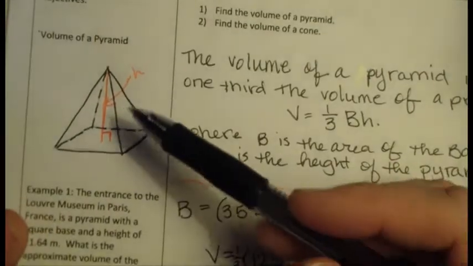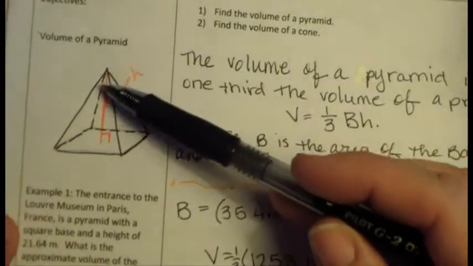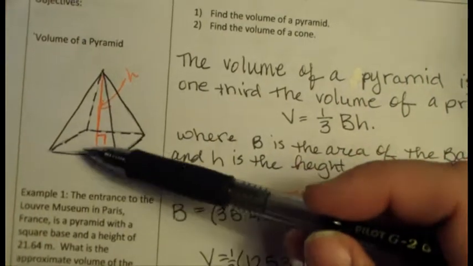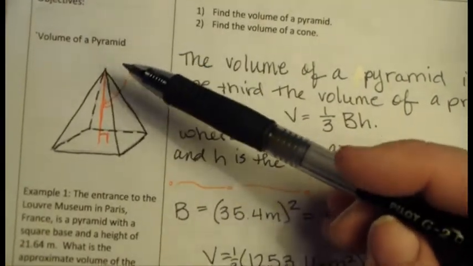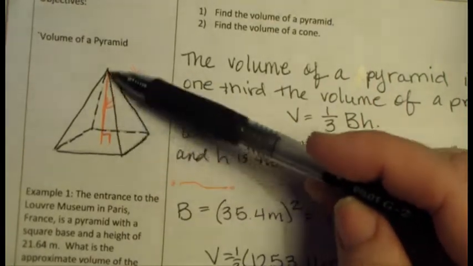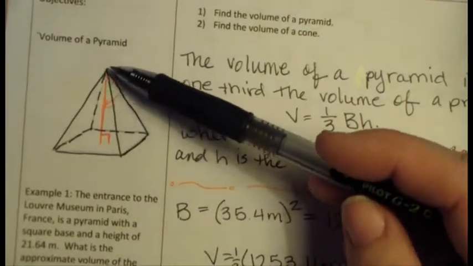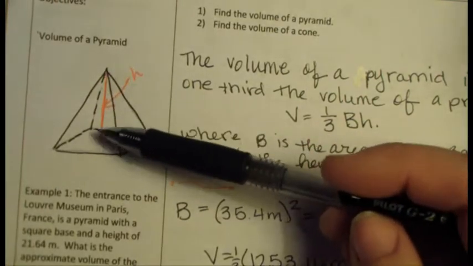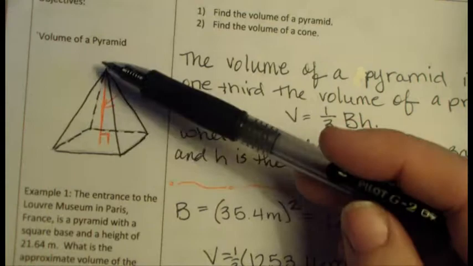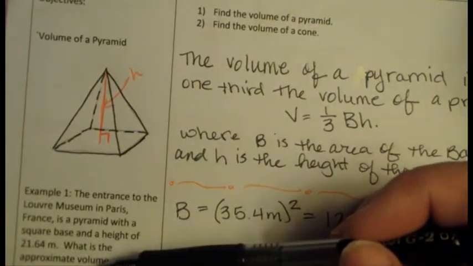Remember, when we were working with pyramids before and finding the surface area, we had to work with what was called the slant height, or L. We don't use that for volume. We use the regular height, which is that perpendicular line drawn between the vertex and the base. So that's what we need for finding our volume.